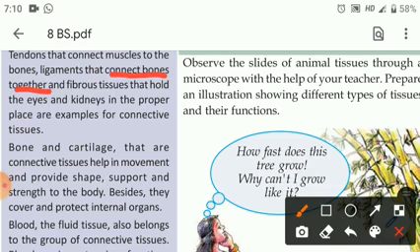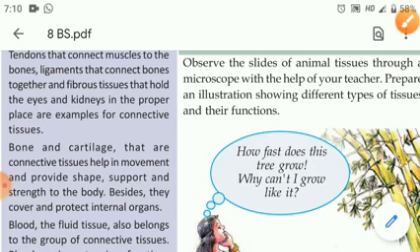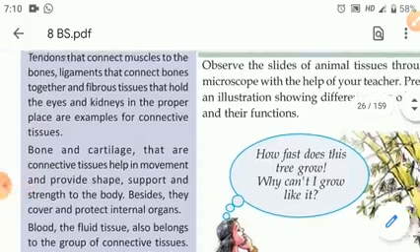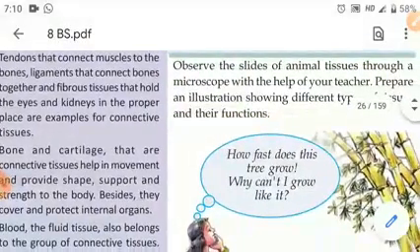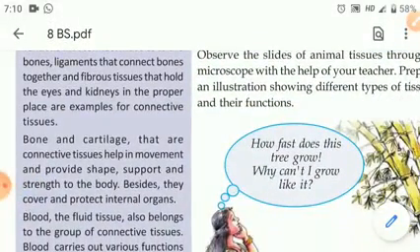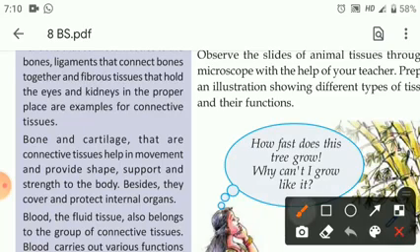Another function of fibrous tissue is that it holds the eyes and kidney in proper place, in the proper position.